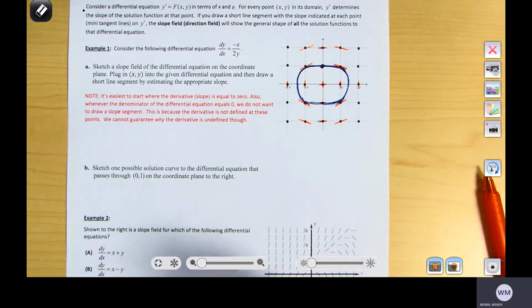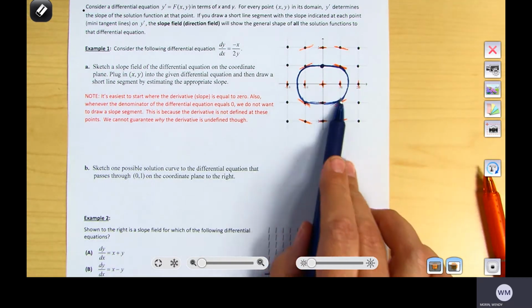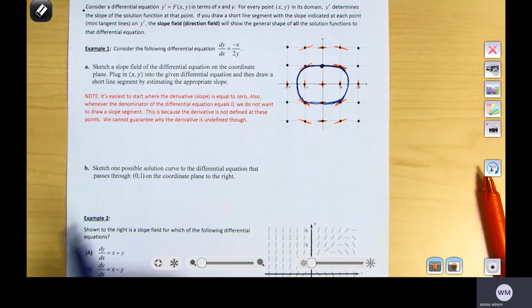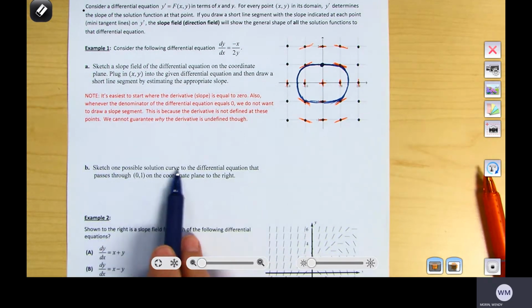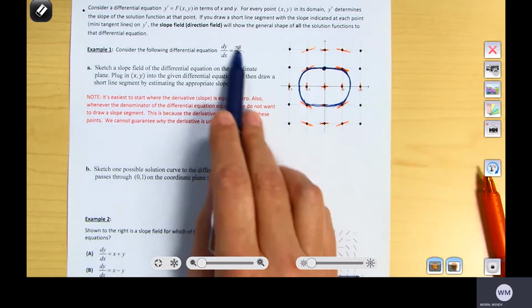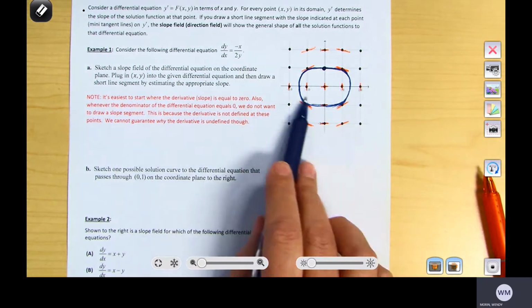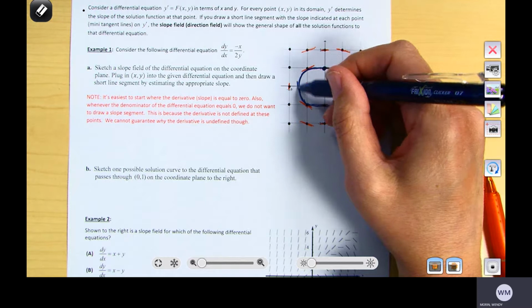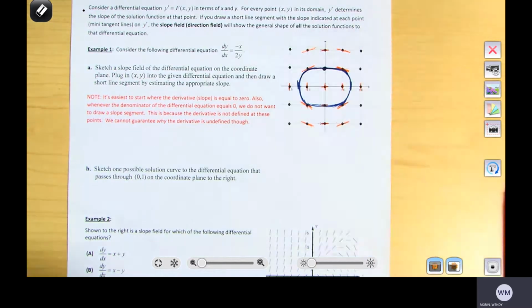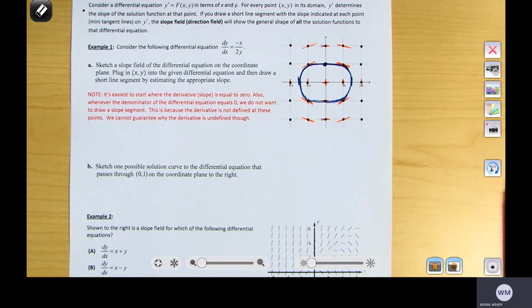Okay, and again, that kind of looks like an ellipse, right? So the equation of this graph would be a solution to this. So that is sketching one possible solution. It goes through this point and satisfies this differential equation. Okay, notice here, this is where you're undefined. So that is a possible solution curve.